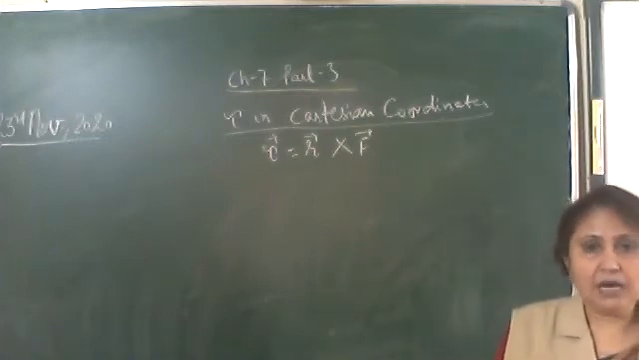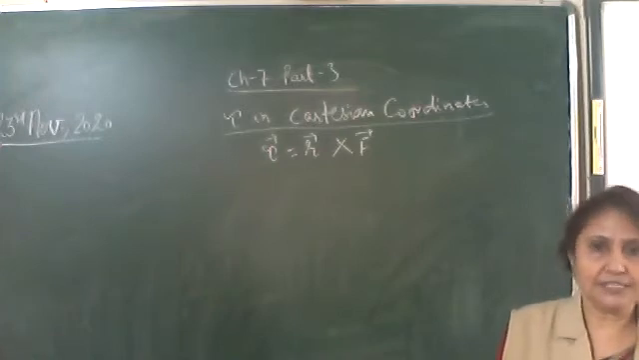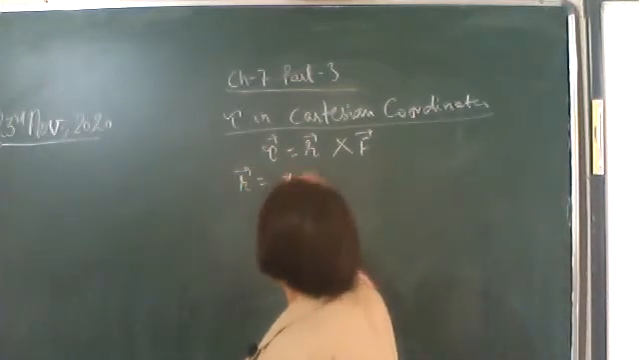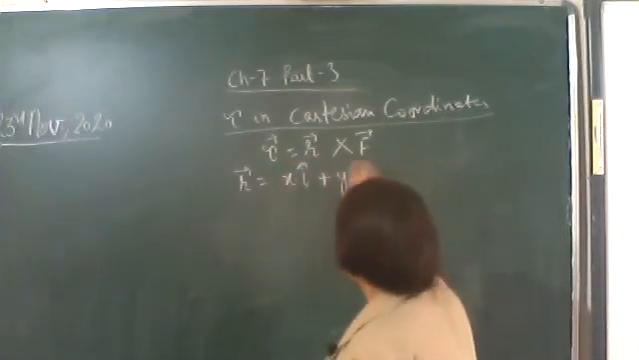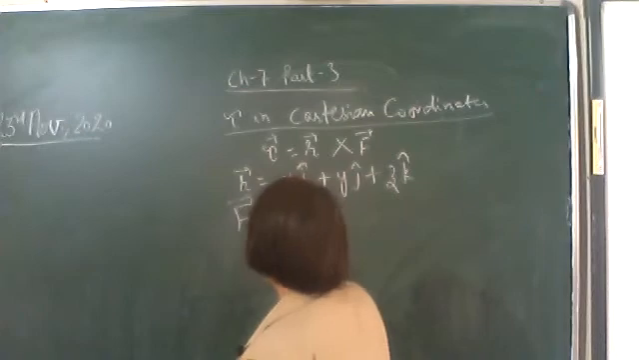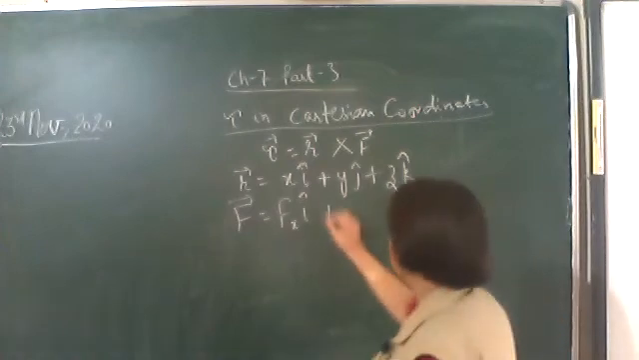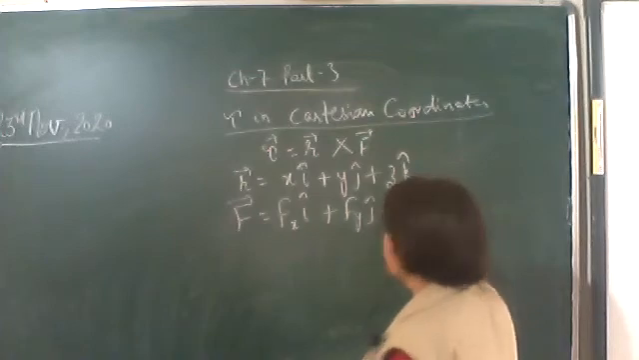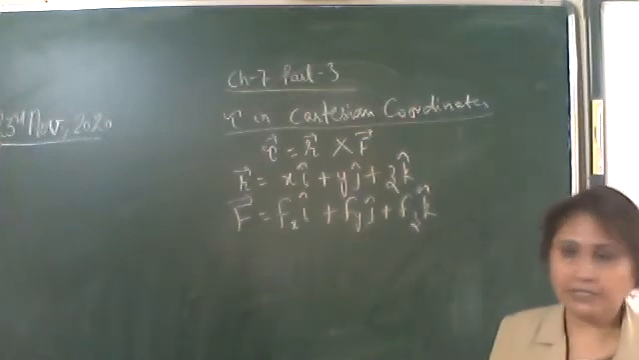Let r and f vectors be in space, that is, they have all three components x, y as well as z components. So r vector can be written in rectangular components, as we have already studied in vectors, as x i cap plus y j cap plus z into k cap, whereas f vector can be written as some component of the force along x axis, fx i cap plus fy into j cap plus fz into k cap. In order to find r cross f vector, we use the determinant form.